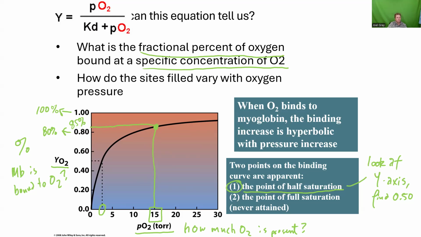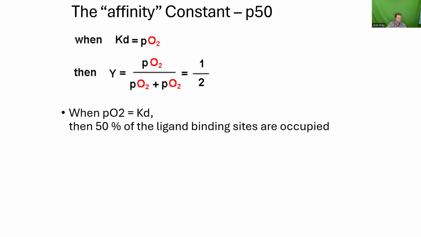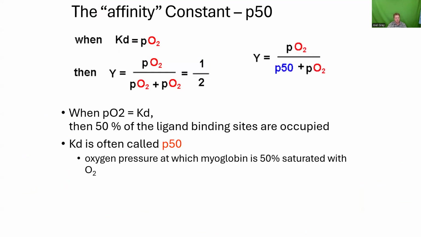Now, here's the math representation of this. That 50% saturation is what's known as the affinity constant. This is also referred to as a P50. Now, let's just jump down to the text down here. When 50% of our binding sites are occupied, that gives us a measure of how much this protein wants to bind oxygen.